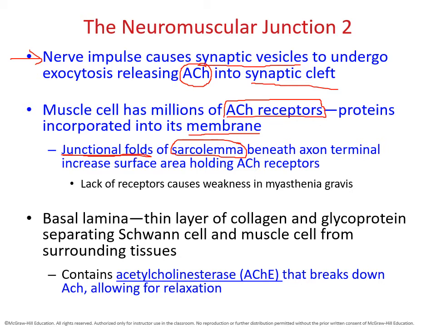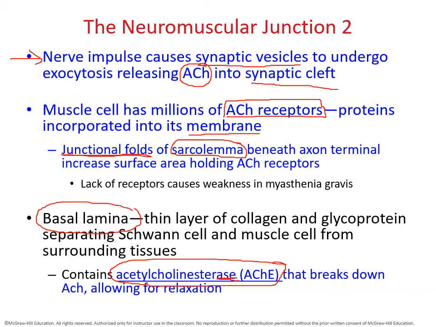Now, I also want to tell you something. When we go back to the picture again, I'm going to show you the basal lamina. The basal lamina is a collagen and glycoprotein layer that is separating our Schwann cell and our muscle cell from the surrounding tissue. So it's like an extra barrier that's going to isolate the neuromuscular junction. And the basal lamina is extremely important because it turns out it's going to allow us to have access to acetylcholine esterase.